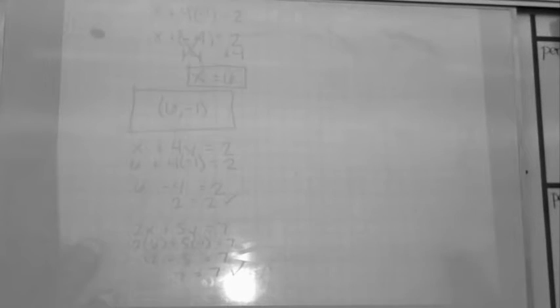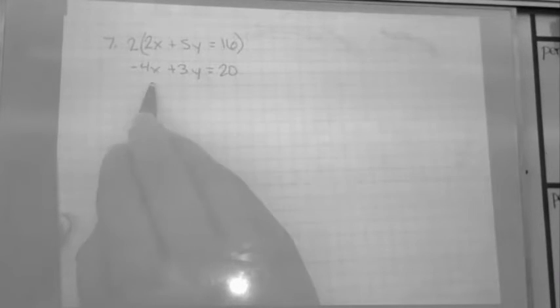The second question we're going to look at was question number 7. So question number 7 is 2x plus 5y equals 16, and negative 4x plus 3y equals 20. I can't turn this 5 into a 3, but I can turn this 2 into a 4. So I'm going to go with that one. I'm going to multiply this by 2 in order to get my x's the same value.